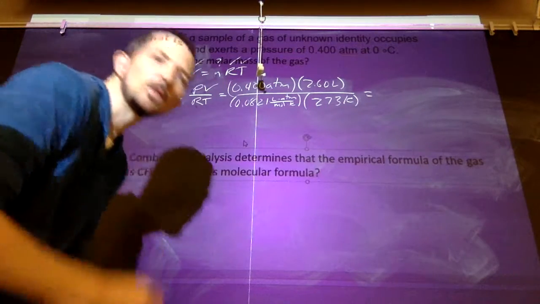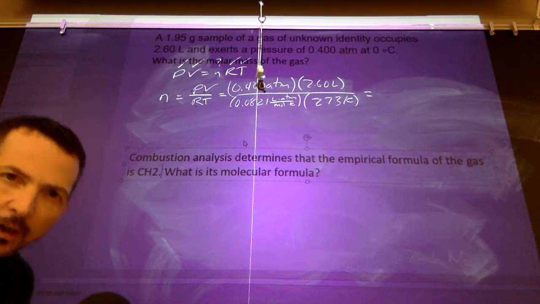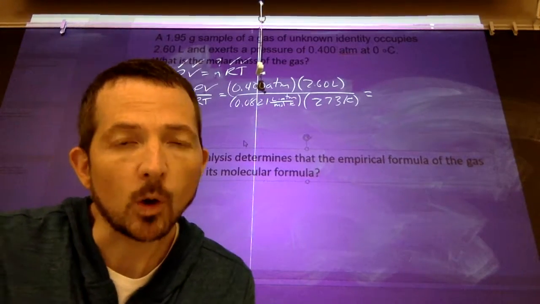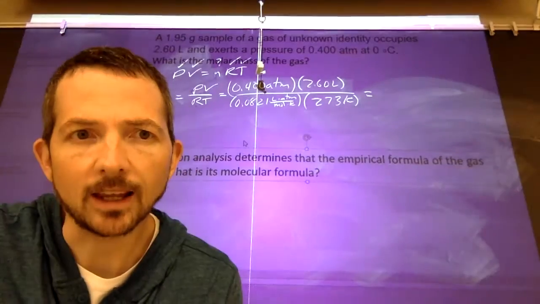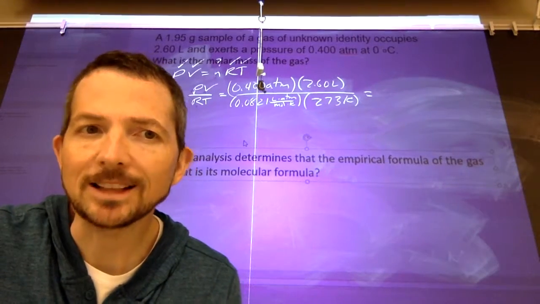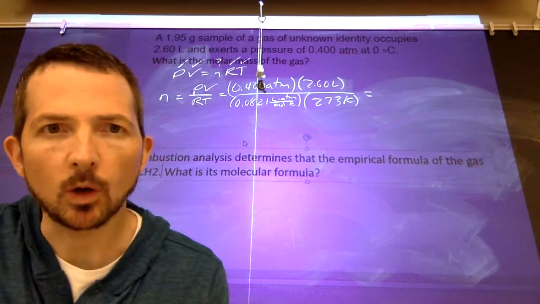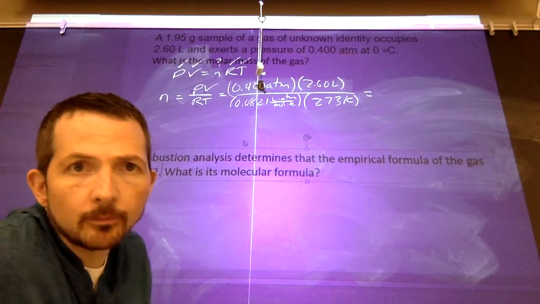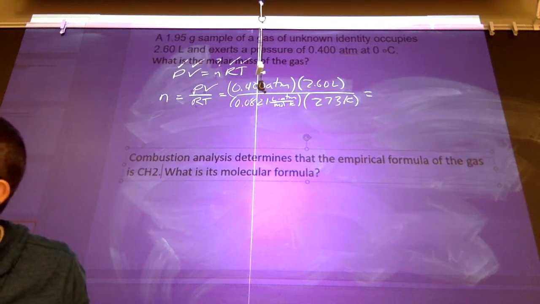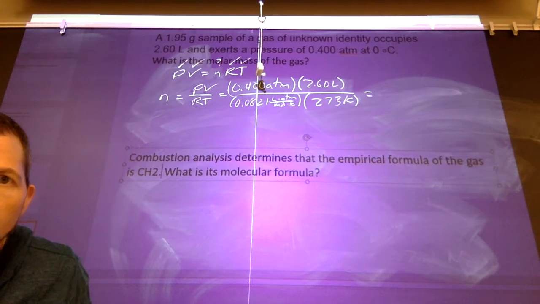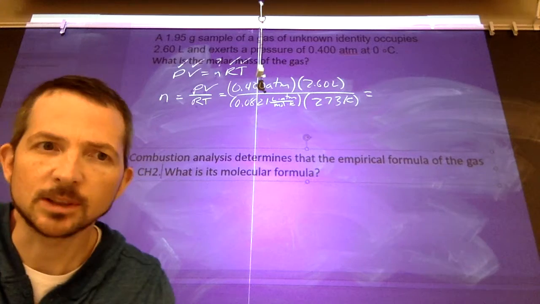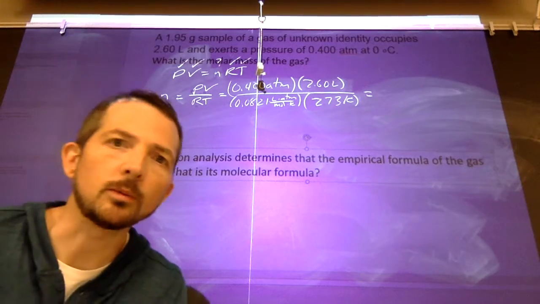So why am I solving for the number of moles? That's not what the question asks. It doesn't say how many moles do I have. It says what's the molar mass of the gas. But I know molar mass is grams per mole. Well, I'm given the number of grams. Okay. So right here, I'm given the number of grams. If I find the number of moles, I can take grams divided by moles. That would be my molar mass.